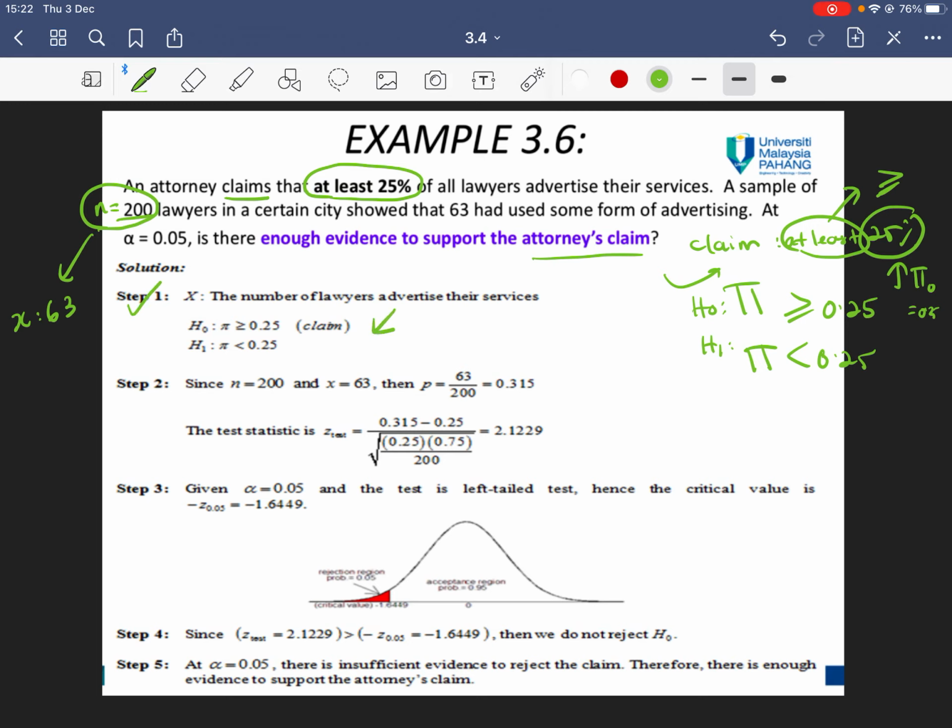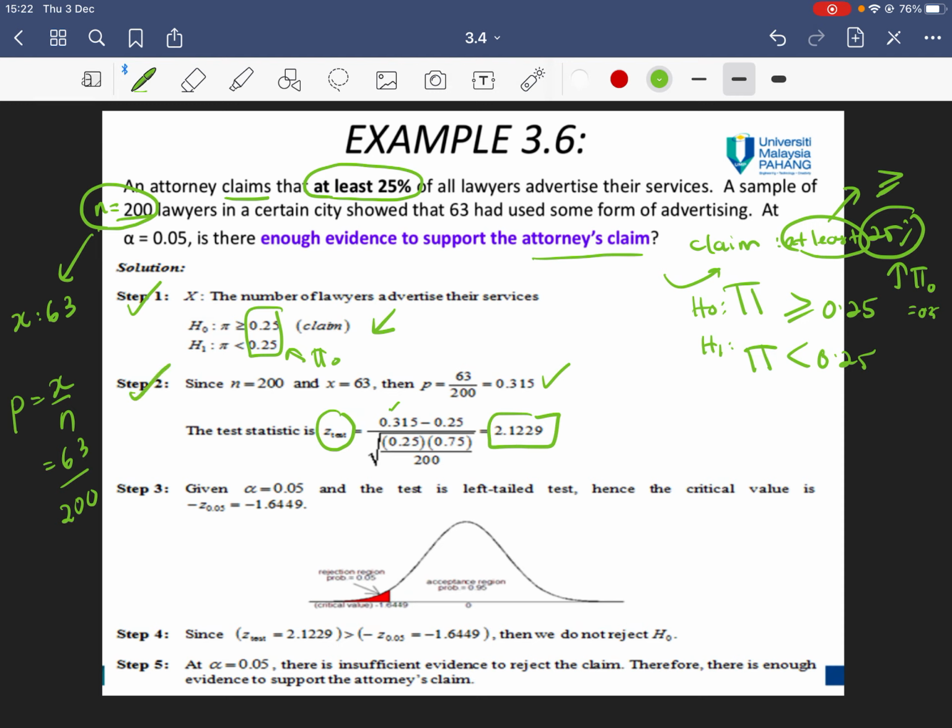Step number 2, the only test is the Z test. Z test is equal to P. How do we get P? P is equal to X over N. X is 63 over N is 200. You will get 0.315. So 0.315 minus pi naught. Here is your pi naught, 0.25, over the square root of pi naught times 1 minus pi naught over N. You will get the Z test 2.1229. Okay, step number 2 done.